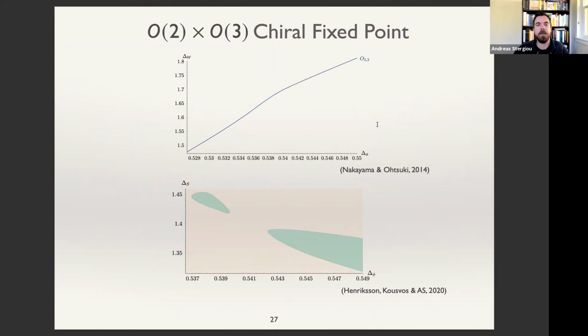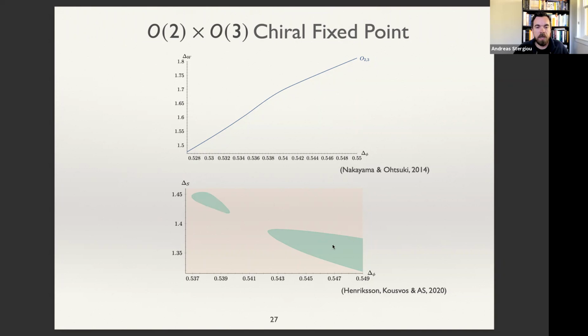Now, there's another class of stacked triangular antiferromagnets that are described not by O2 times O2, but by O2 times O3. There was a paper by Nakayama and Otsuki, I already mentioned it some time ago, where they obtained a bound on this W operator, and there was a mild kink again, and they speculated that this may be the fixed point that describes the stacked triangular antiferromagnets of the O2 times O3 class. So we improved on this by obtaining an island, again with very mild assumptions in our work.